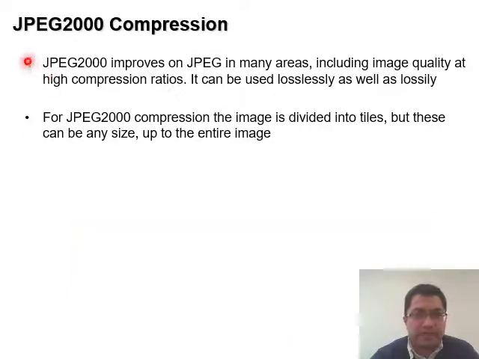After JPEG compression, there was another improved version of it called JPEG 2000. It was made in the year 2000. It improves on JPEG in many areas, including image quality at high compression ratios, and it can be used losslessly as well as lossily. What are the differences? We're not going to talk much about this, just briefly. In JPEG 2000 compression, the image is divided into tiles, similar to the 8x8 blocks that we talked about in JPEG, but these can be of any size, up to the entire image.